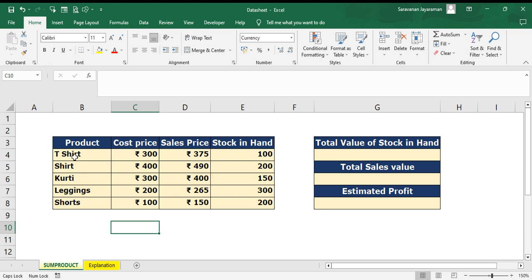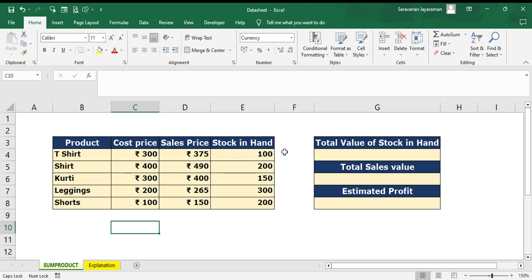Here we have an example where we have products and the cost price, sales price, and stock in hand. If we need to find the profit, if we were to sell all these products, what would our profit be? To get the cost value, we need to multiply cost price with the stock in hand. For the sales value, sales price into stock in hand. Then sales minus cost would be our profit.